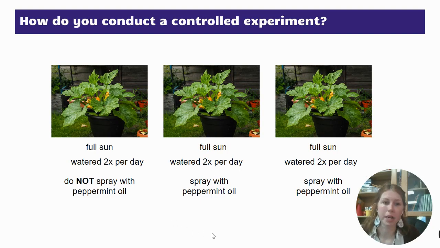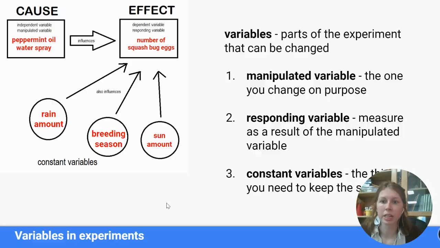So here's a better example. They all get full sun. They all get water 2 times a day. These are our constant variables. We are going to keep these constant. We're controlling those. Then the spray, this one doesn't get spray, this one does, this one does. Those are our manipulated variable, if they get the spray or don't get the spray. One more thing, there are 3 different groups here. There are 3 different treatments, or 3 different experimental groups.